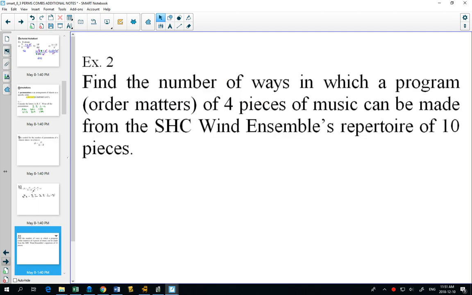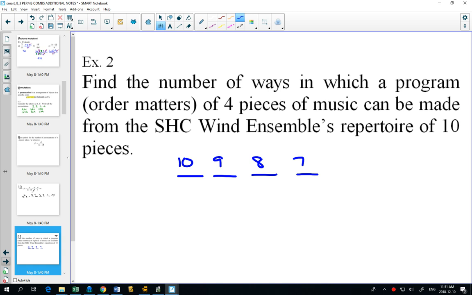All right. So our wind ensemble has 10 pieces that are really, really good. And they want to make a program where the order matters for a concert. Well, you could do this with spaces. We have 4 decisions. How many choices for the first song? 10, then 9, then 8, then 7.